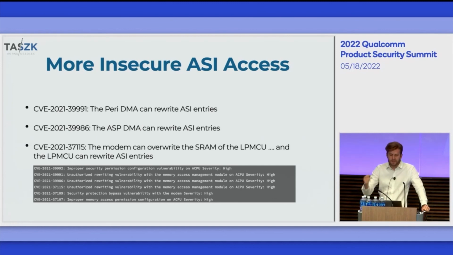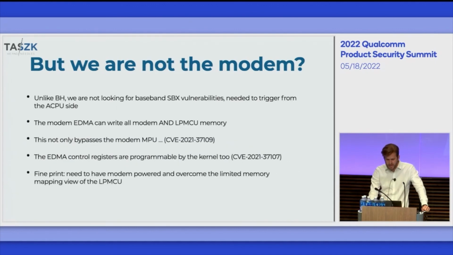And in fact, not just with DMA peripherals or DMA capable peripherals, but we also found that another core, the low power memory controller unit, the LPMCU, also had the capability of overriding this important area, and the modem had the capability of overriding the SRAM where the LPMCU runs. Again, the key was the LPMCU doesn't run in DDR memory, it runs in SRAM. So none of the ASI entries that were valid for the modem stopped it from accessing the LPMCU.